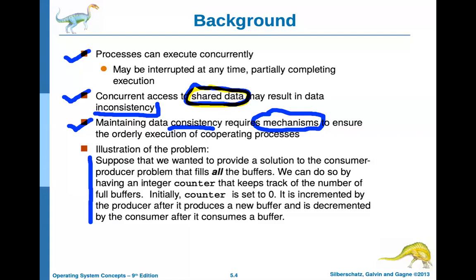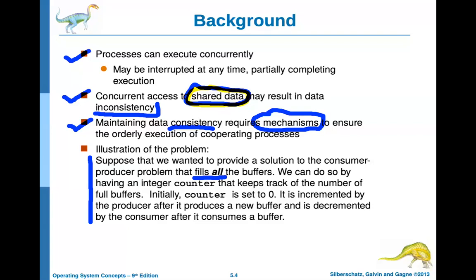Suppose we want to provide some sort of solution to our producer-consumer problem that fills all the buffer. Now here, because I mentioned all the buffer, it is a bounded buffer producer-consumer. The meaning of bounded is limited. It is bound by its upper limit. So we have a bounded buffer producer-consumer, so some sort of capacity is there, right?